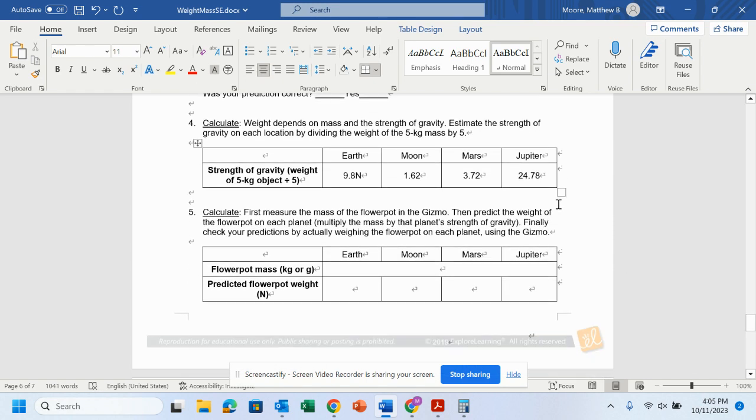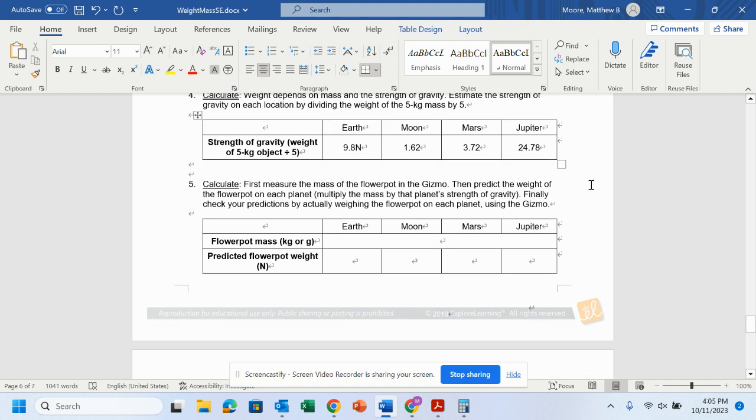Okay. Calculate. First, measure the mass of the flower pot in the gizmo. Then predict the weight of the flower pot on each planet. Multiply the mass by that planet's strength of gravity. Finally, check your predictions by actually weighing the flower pot on each planet using the gizmo.